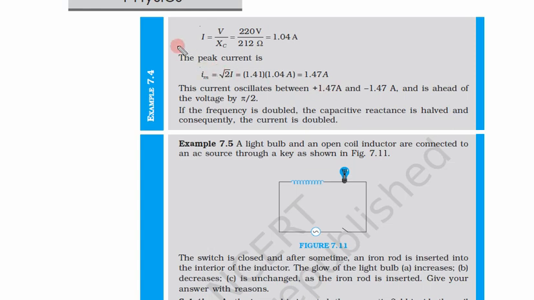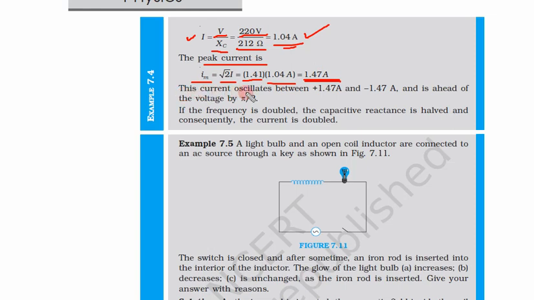Now we have to calculate the IRMS current. To calculate IRMS current, we need the RMS voltage divided by this capacitive reactance. RMS voltage is 220 volt divided by 212 ohm. After calculation we get 1.04 ampere. Now what is the peak current? We know peak current is root 2 times the IRMS current. Root 2 is 1.41 and IRMS current is 1.04 ampere, so peak current would be 1.47 ampere.